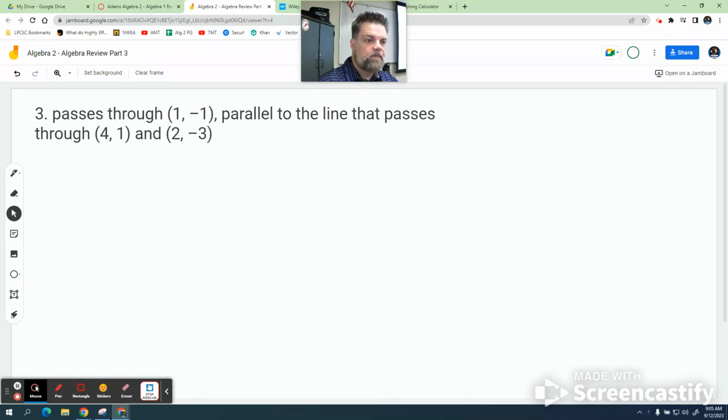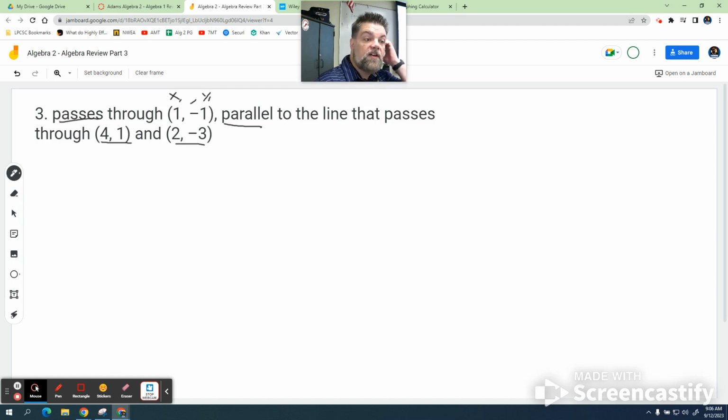Right, so this is an interesting one. It says, write an equation of a line that passes through the point (1, -1). Now, because it's passing through this point, this is going to be one set of x and y. And then it says it's parallel through these points. It doesn't give me the slope, so I have to calculate the slope.